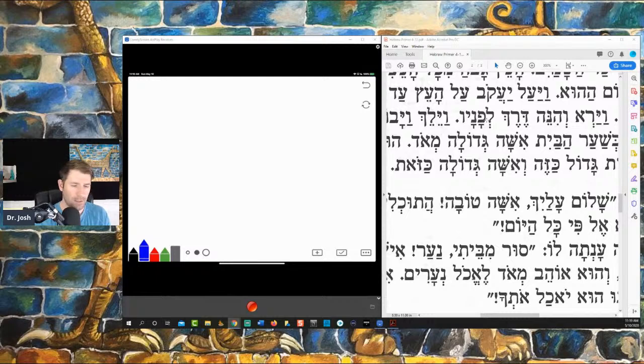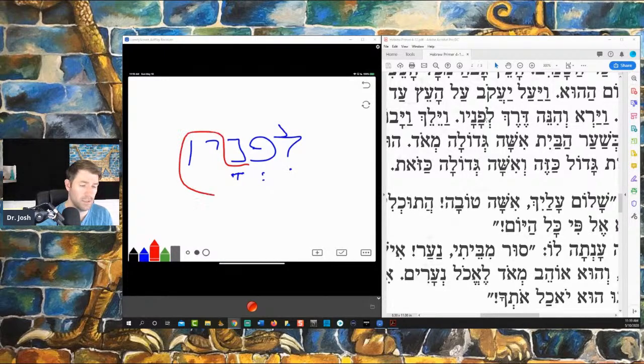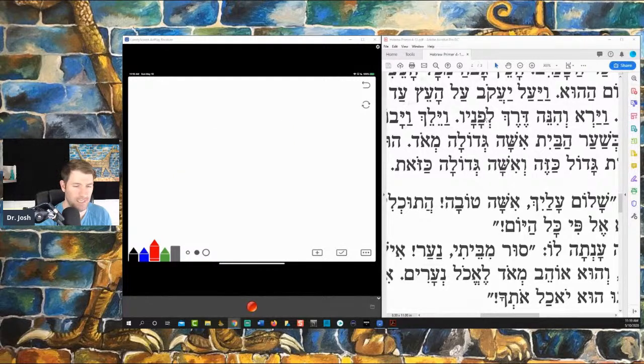Okay. Lifnei is before or in front. The way that you put a third masculine singular on a preposition like this, it's of. So this whole ending of. Ooh, damn it. I did not mean to press that. So lifnay, then of. Okay.